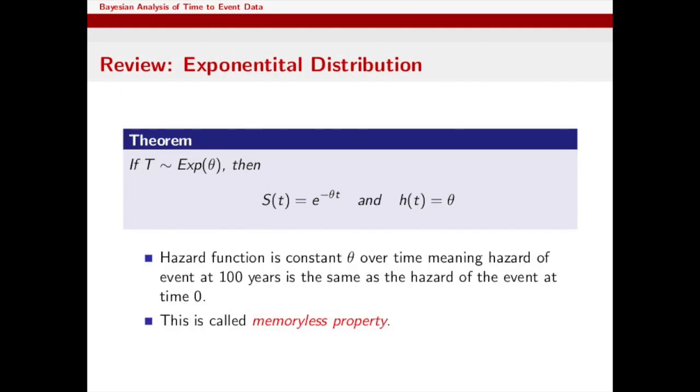How do we connect the exponential distribution with time to event data? If the survival time follows the exponential distribution, then the survival function would be e to the negative theta times t. The hazard rate function is equal to theta. You can see that the exponential distribution gives the time to event data a very nice property, which is that the hazard rate function is constant over time and is equal to 1 over the expected value. This is also called the memoryless property.